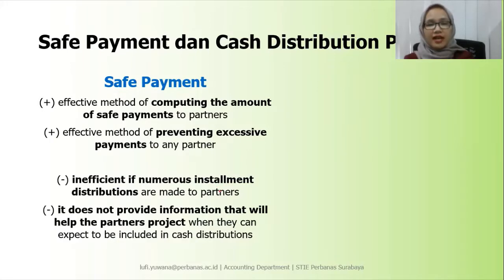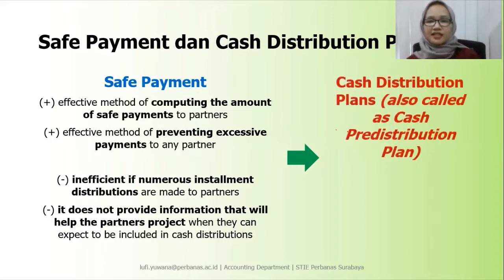Because of this deficiency in the safe payment schedule, there is another method that is used to support the functions of the safe payment schedule during the liquidation process in the installment method. What we need to overcome the deficiencies of the safe payment schedule is the cash distribution plan, also called the cash pre-distribution plan.